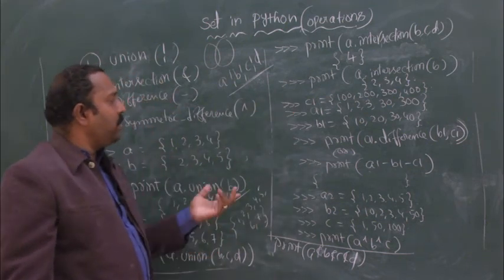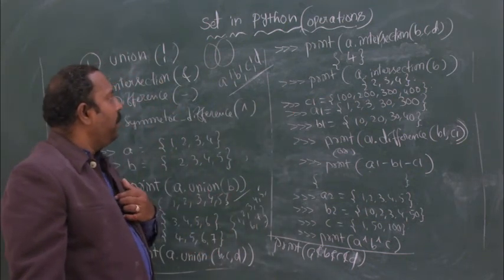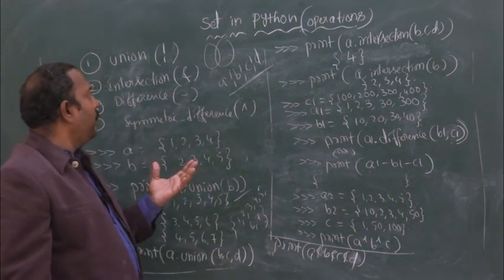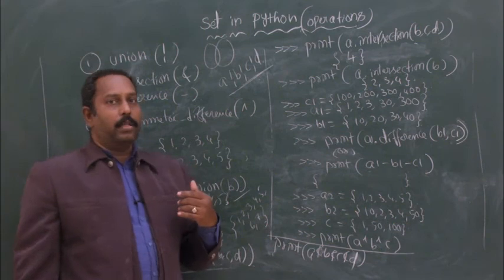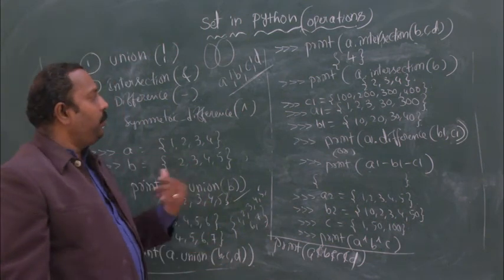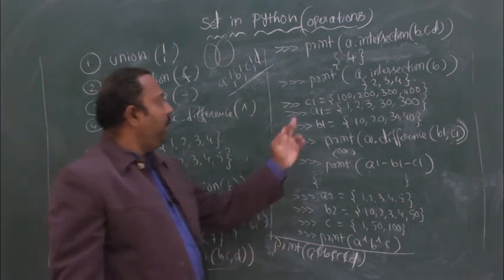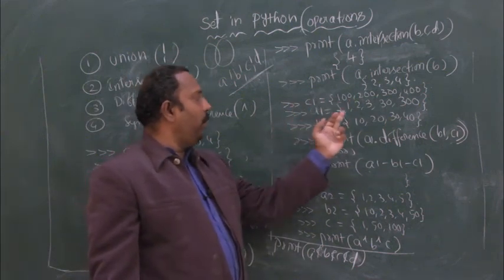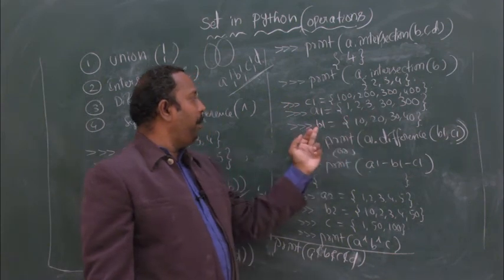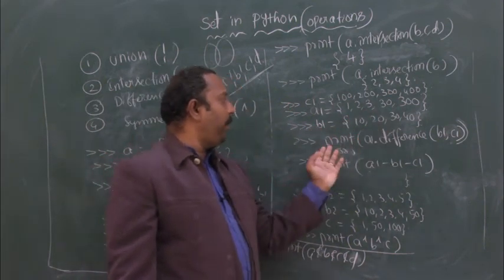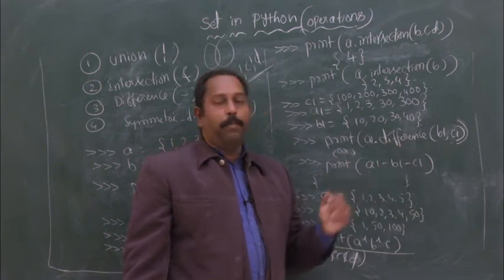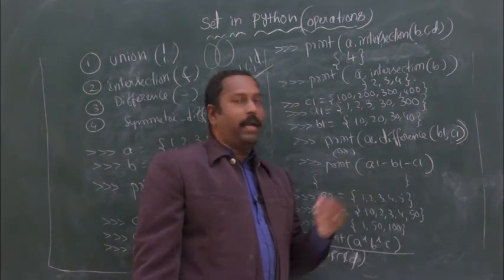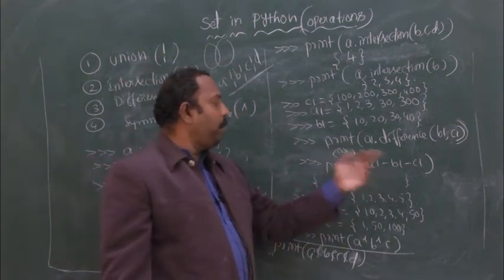Next one is difference. That means A minus B. You already know difference is nothing but the elements which do not exist in B, and are not common elements, but should be contained in A. So this is A1, C1: 100, 200, 300, 400. A1: 1, 2, 3, 30, 300. B1: 10, 20, 30, 40. Print A dot difference of B1 comma C1, and also you can write print A1 minus B1 minus C1. The symbol can also be used in this case.